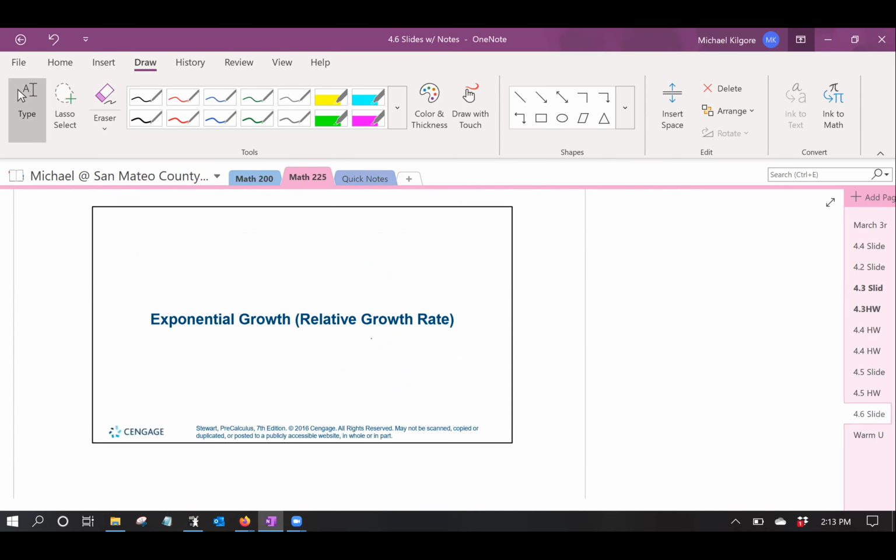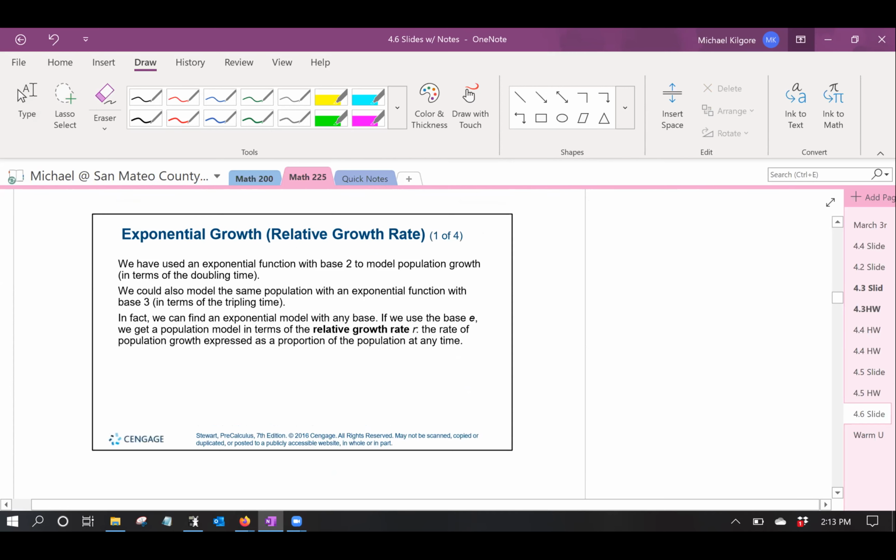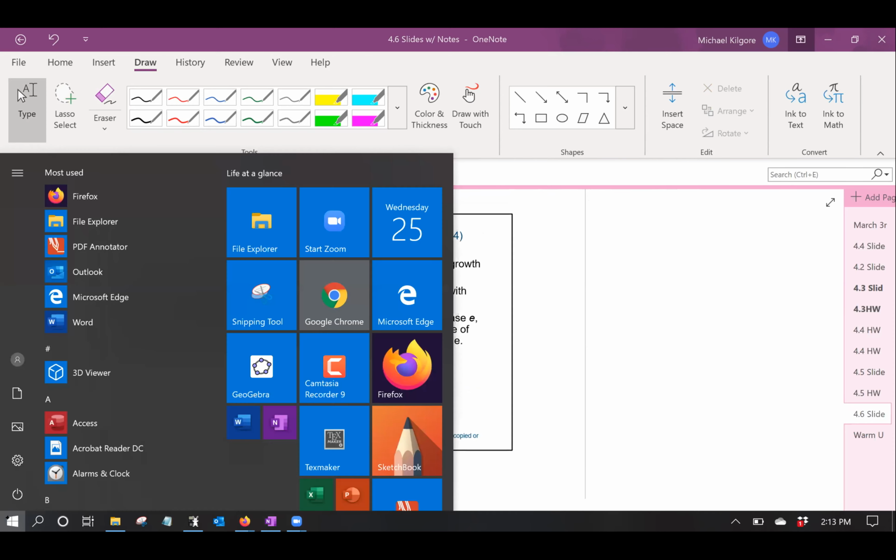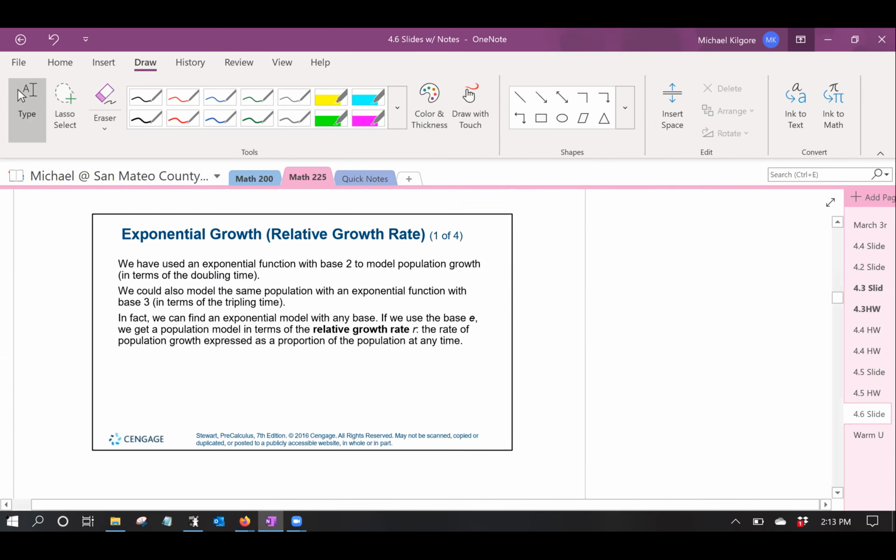All right. Relative growth rate. Let's see what's up with this. We have used an exponential function with base 2 to model population growth in terms of the doubling time. We could also model the same population with an exponential function with base 3 in terms of tripling time. In fact, we can find an exponential model with any base. If we use the base e, we get a population model in terms of the relative growth rate r: the rate of population growth expressed as a proportion of the population at any time.